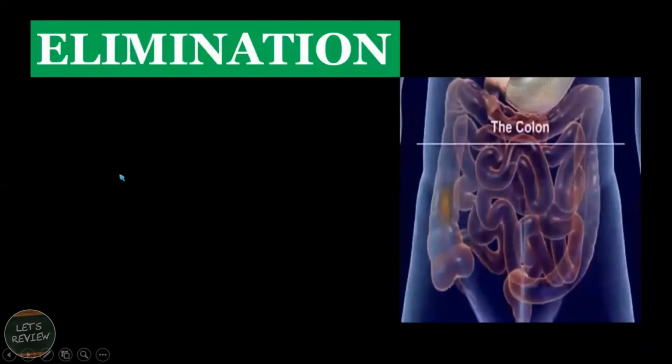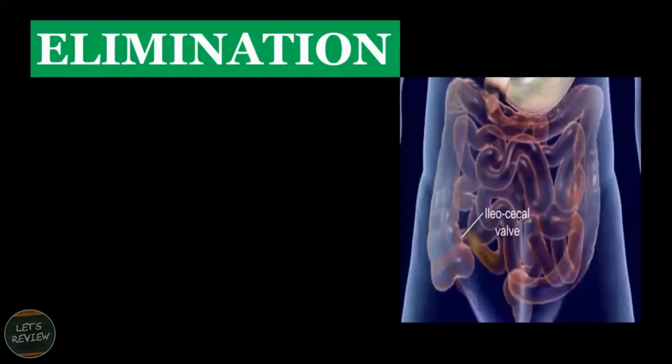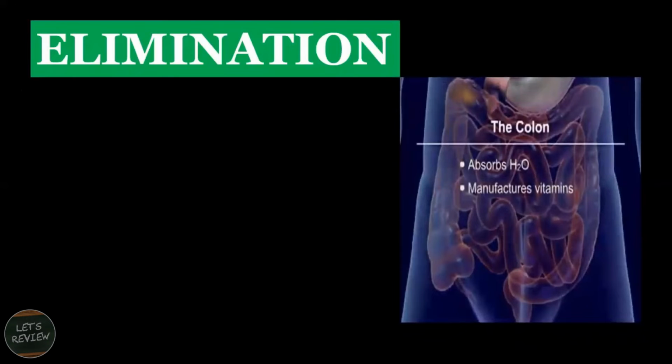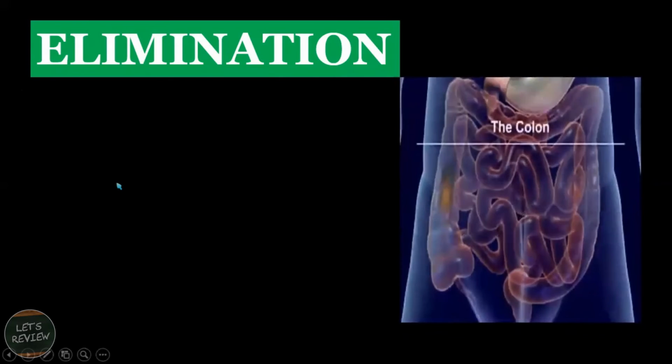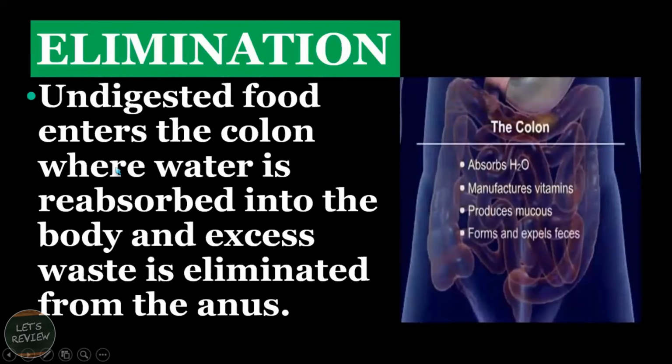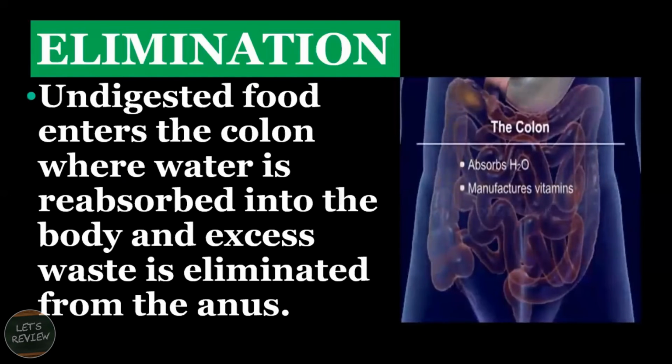followed by elimination. Not all the food can be absorbed. Some of it remains as big solid particles that are undigested by our digestive system, and they need to be eliminated from our body. Undigested food enters the colon, the large intestine, where water is reabsorbed into the body and excess waste is eliminated.